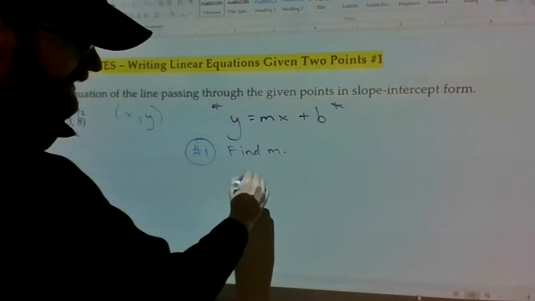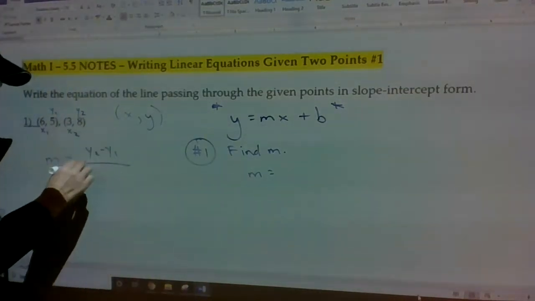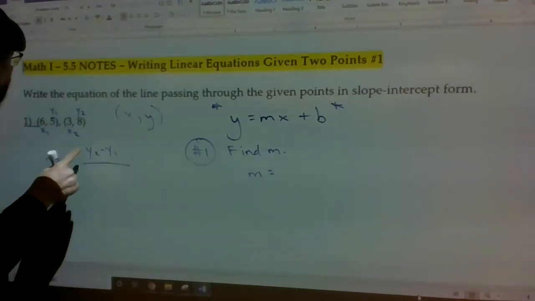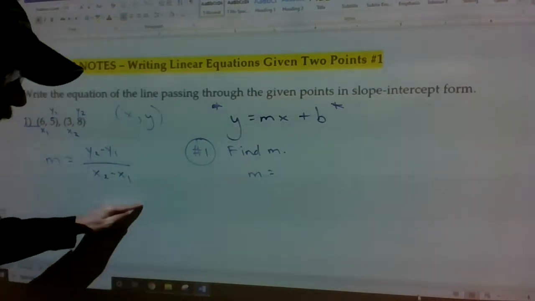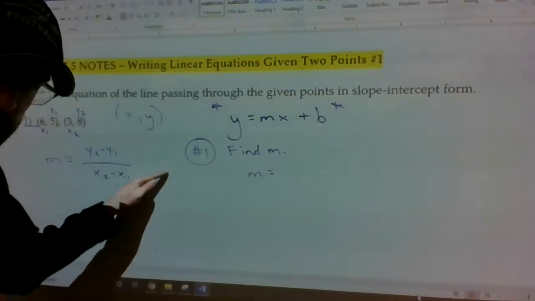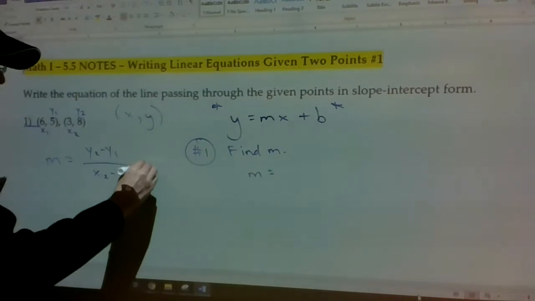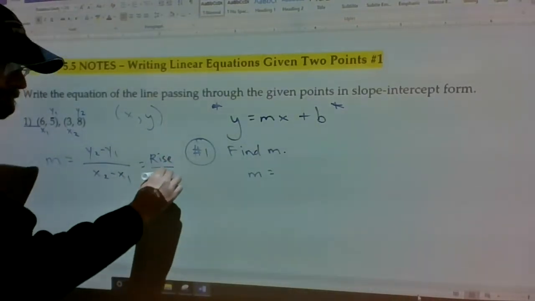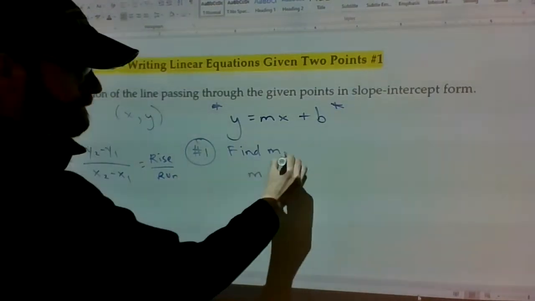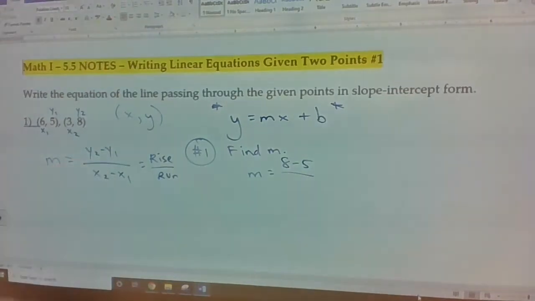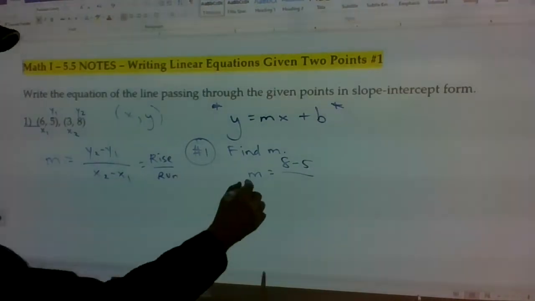So the slope formula is m equals y2 minus y1, the rise, change in the y's, over the run, the change in the x's. X's run, y's rise. So you just have to subtract the y's, put that on top, subtract the x's, put it on the bottom. It's the same thing as the rise over run. So you'd put 8 minus 5 in place of the y2 minus y1. You'd put 3 minus 6 in place of the x2 minus x1.